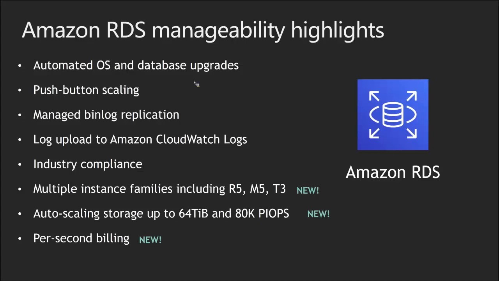Some of the things that were announced in the last few months are new instance families. So R5, M5, and T3, upgraded from last year's R4, M4, and T2, obviously. So that gives you higher performance and more options in terms of how many CPUs you can use. Auto-scaling storage was 64 terabytes for Aurora MySQL. Some of our other database engines were not yet at 64 terabytes, so they are now. And the same for 80,000 IOPS in terms of I/O to the storage layer. And per second billing is also new for database engines. So you're being billed by the second. There's a certain minimum, but beyond that, you're billed by the second and not by the hour. So it might be able to save you some money in some cases.